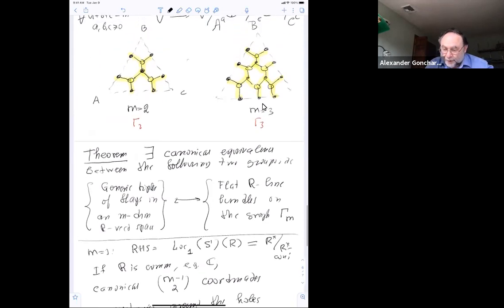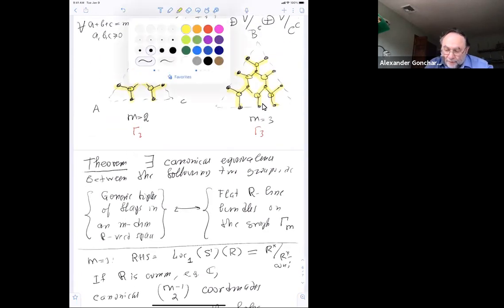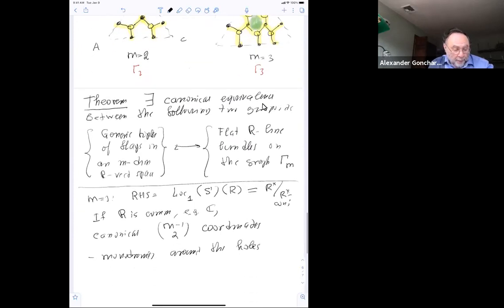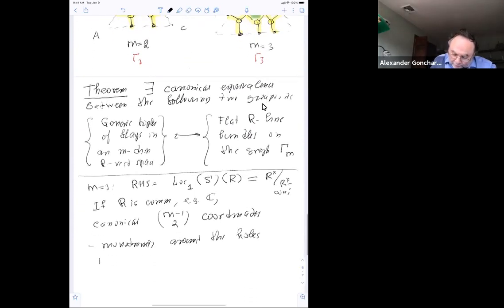Okay. So, for example, here you clearly see that you have one hole, and that's where the number sits. But if R is non-commutative, I stress this again, then we have no coordinates.